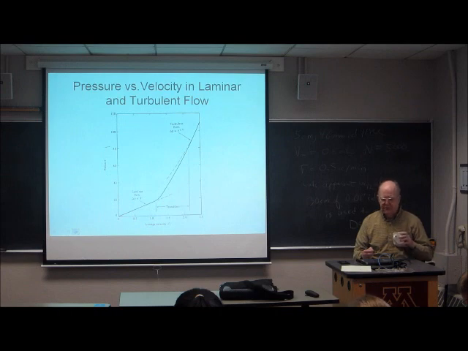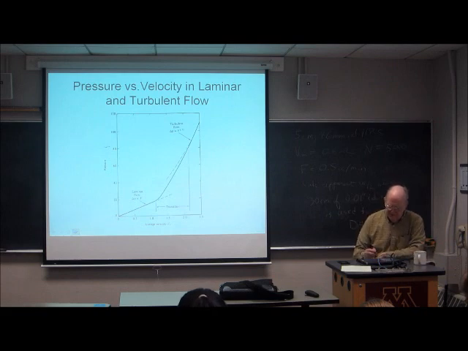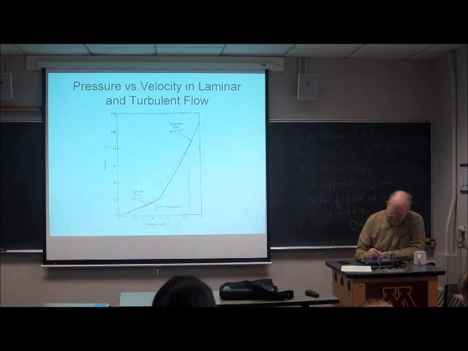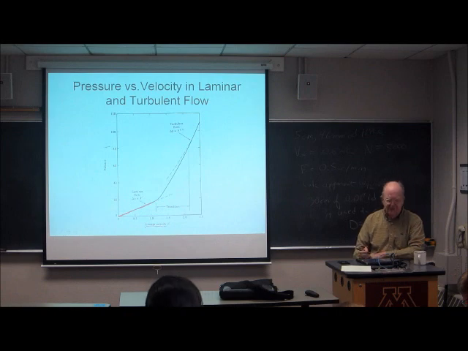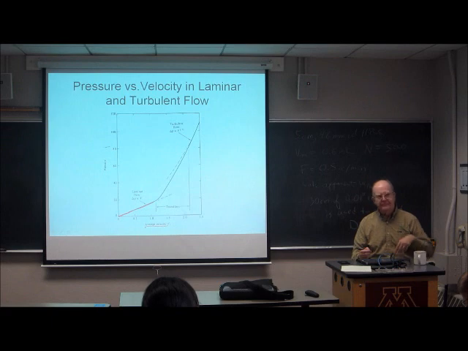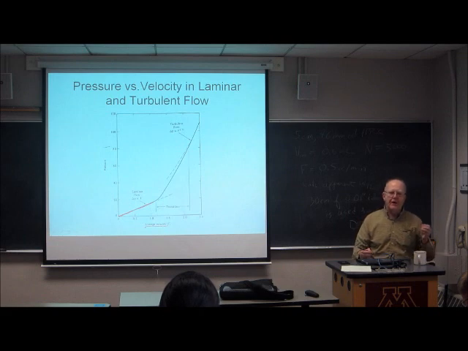Also, the equations for relating pressure and velocity change between laminar and turbulent flow. Down here at low velocity, in this regime, the pressure is proportional to the first power of the average velocity. So if you double the velocity, or you double the flow rate, the pressure doubles. Or to say it another way, if you want to double the velocity, you have to double the pressure.